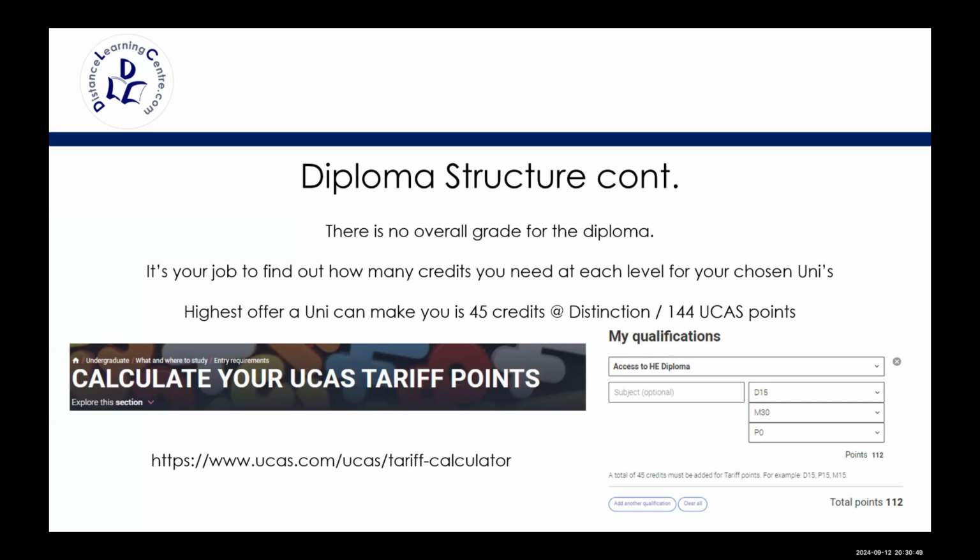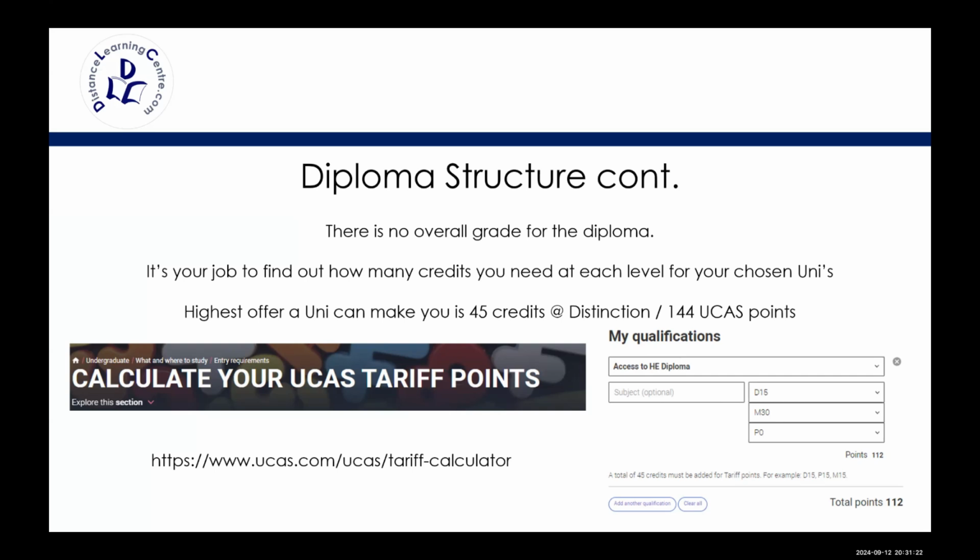And what you do on the drop down is you click on access to HE and you play around with where it says distinctions, merits and passes on those drop down menus. Remember, it has to add up to 45. So on here, I've put 15 distinctions and 30 at merit. And if you can see in the bottom corner, it says 112. So that would be 112 UCAS points. If you're ever not sure what the UCAS points add up to, what grades you should be aiming for, you can always ask your tutor.